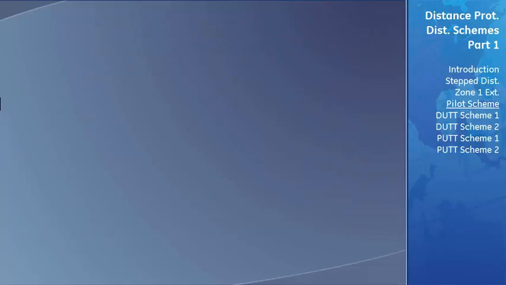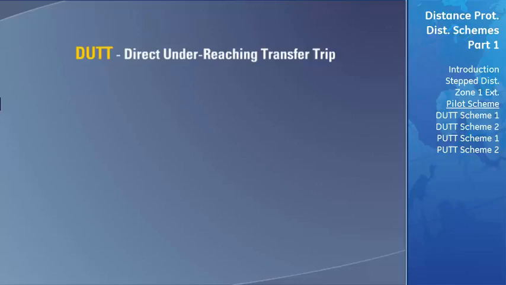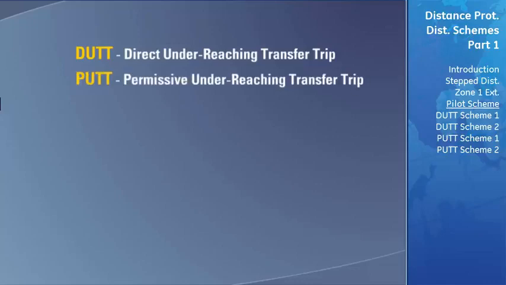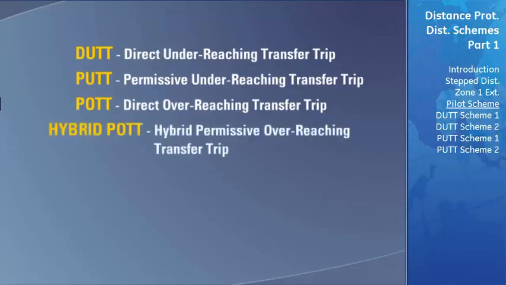The most common pilot-aided schemes are the DUTT scheme, which stands for Direct Underreaching Transfer Trip, the PUTT scheme, which stands for Permissive Underreaching Transfer Trip, the POTT scheme, which stands for Permissive Overreaching Transfer Trip, the Hybrid POTT scheme, which stands for the Hybrid Permissive Overreaching Transfer Trip, and the Directional Blocking scheme. We will discuss all of these schemes in the following sections.